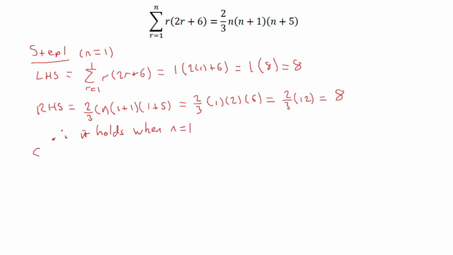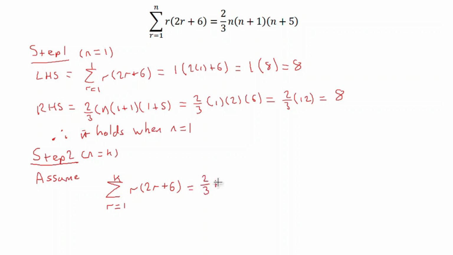Now let us move on to step 2. Step 2 is our assumption, which is when n is equal to k. So we're going to assume, and we're going to replace all the n's with k's. The sum of r equals 1 up to k of r(2r + 6) is equal to 2/3 k(k + 1)(k + 5).